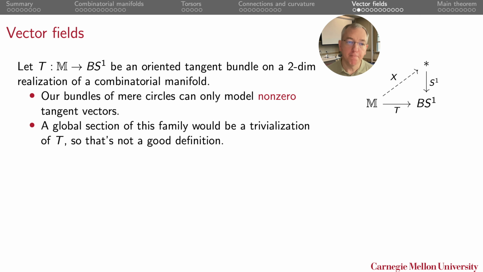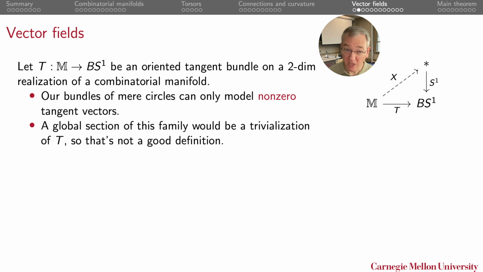Right? Well, note the following. This seemed like a problem. Our bundles of mere circles can only model non-zero tangent vectors, right? So our model of the tangent space is those neighbors and the circular polygon that joins them together. So we don't have a zero vector analog in that.